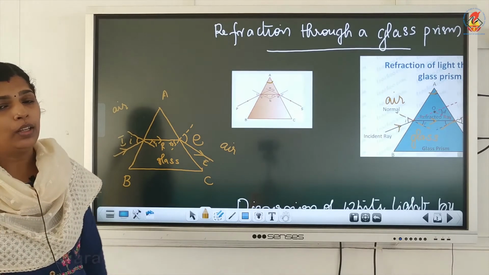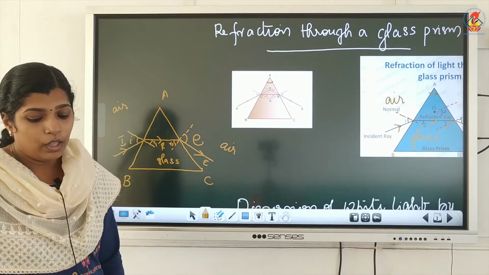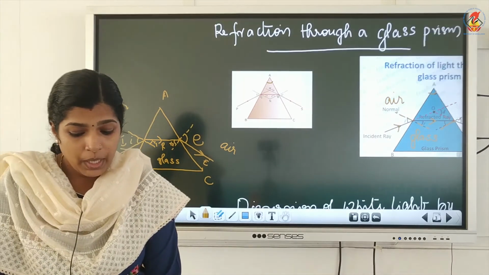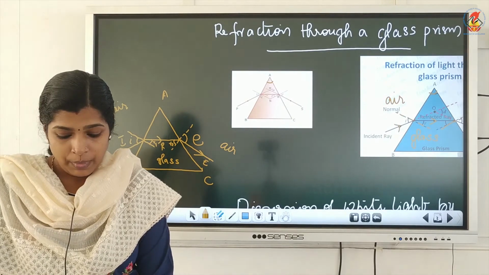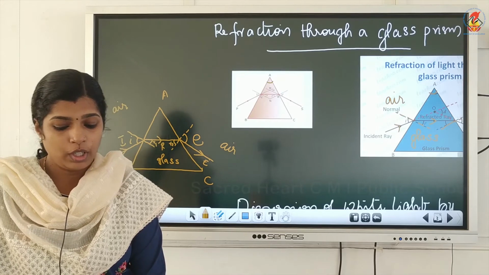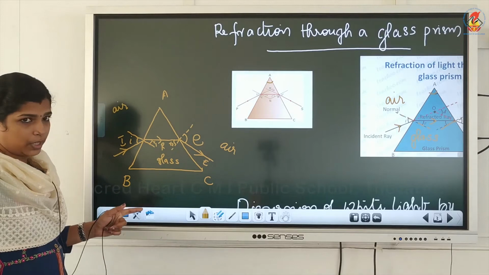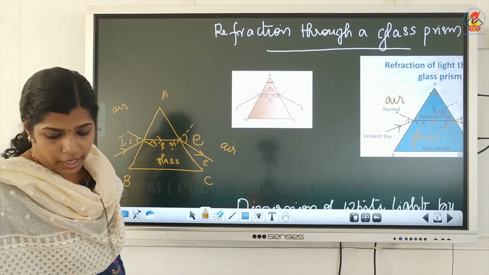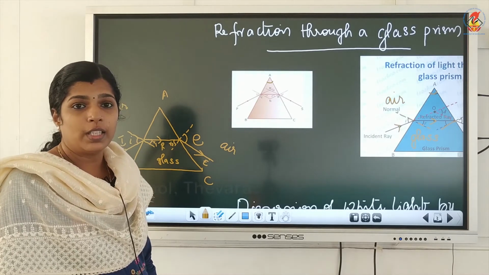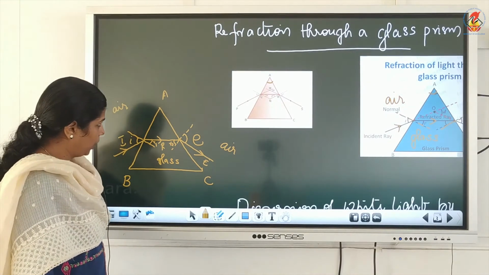For a glass slab, the angle of incidence is equal to the angle of emergence. Here, the angle of incidence is not equal to the angle of emergence. Because of the peculiar shape of the prism, the emergent ray bends at an angle to the direction of the incident ray, and that angle is known as the angle of deviation.